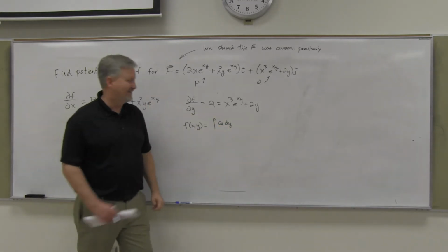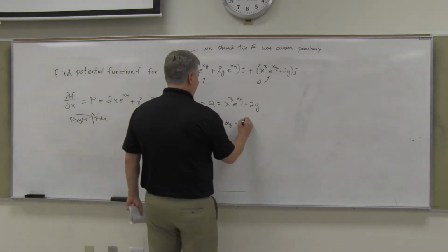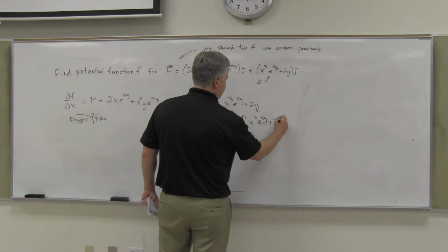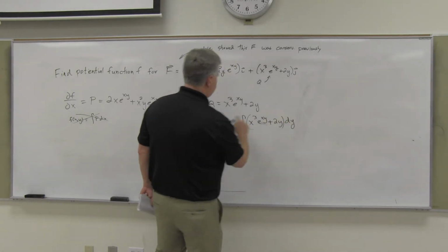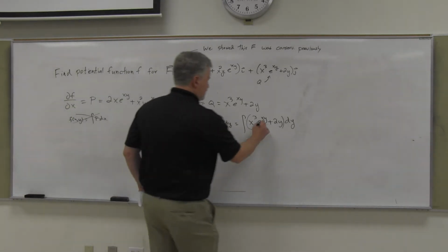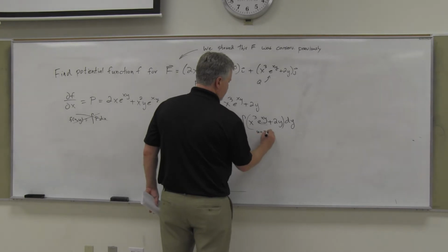That was the way to go. All right. You with me there? You see the difference. All right, so that's the integral of x cubed e to the xy plus 2y dy. This one's going to be much easier than that one. This one's just a little u substitution, u equals xy.